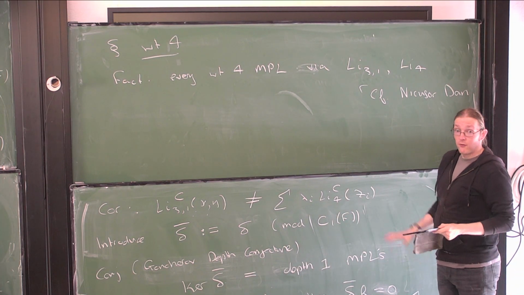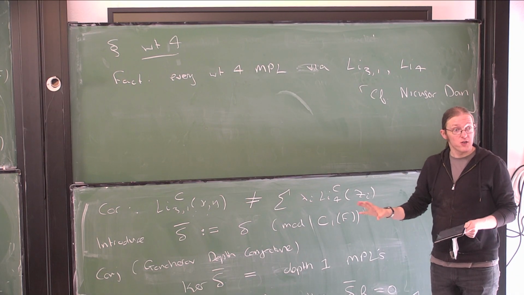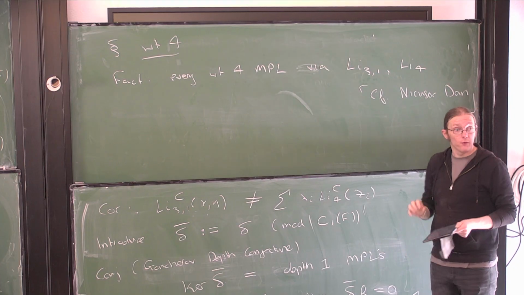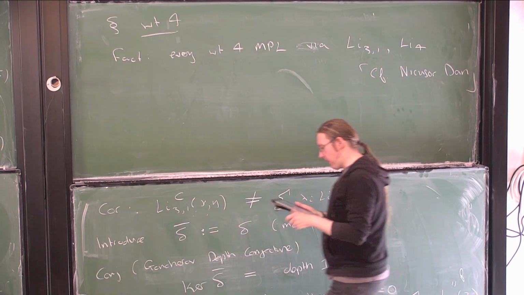So then, in weight 4, maybe the question you want to ask now is, when can you concoct a combination of polylogs, you know, Lie 3-1s and Lie 4s, that has vanishing co-bracket? What are the basic things you need?